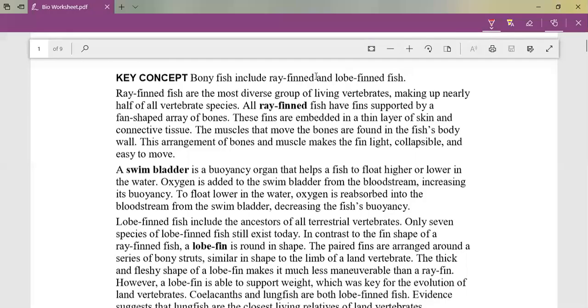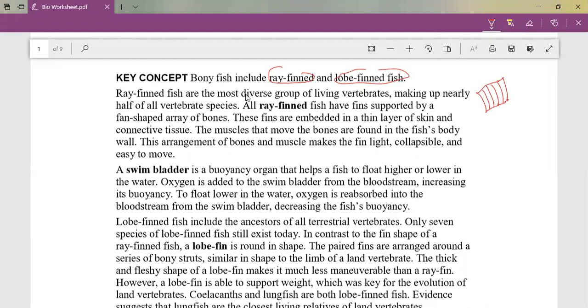That they include the ray fin and the lobe fin. I already mentioned what the ray fin is and what the lobe fin is. The ray fin has spikes or fins held by a thin membrane. These straight ones are bones, but this is a thin membrane holding them together.